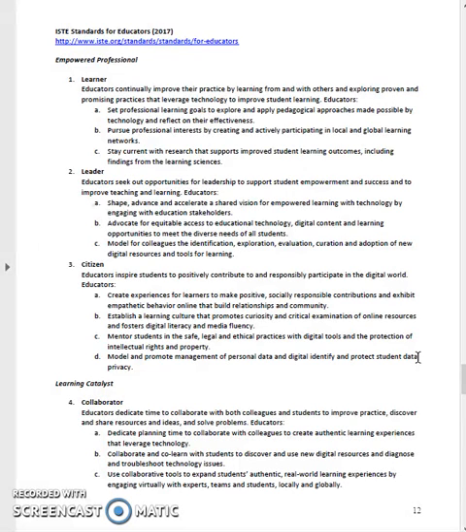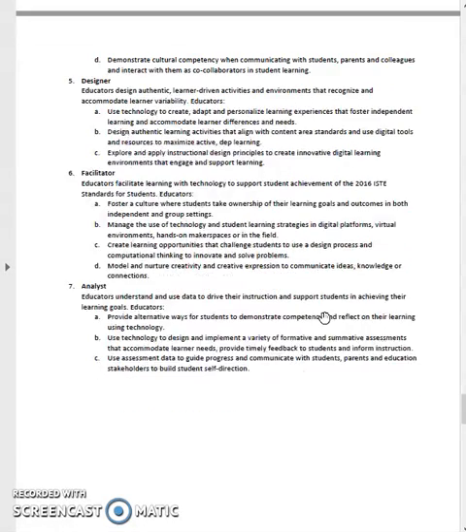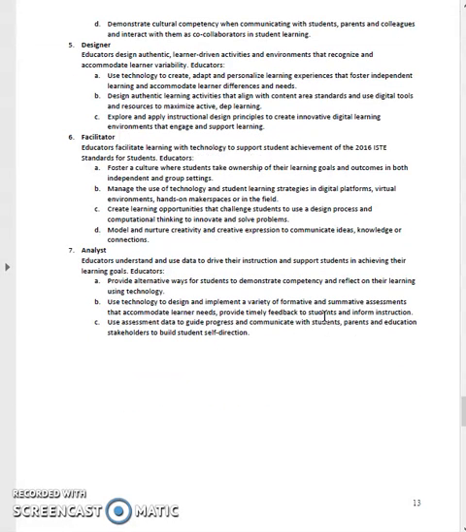It's broken up into 2 different areas, Empowered Professional and Learning Catalyst. Under Empowered Professional, please note that we have 3 standard areas with additional substandards. The standards are for the learner, leader, and citizen. And Learning Catalyst, the major areas are collaborator, designer, facilitator, and analyst. Please review these standards. They are the latest and greatest of the ISTE standards for educators as of 2017.